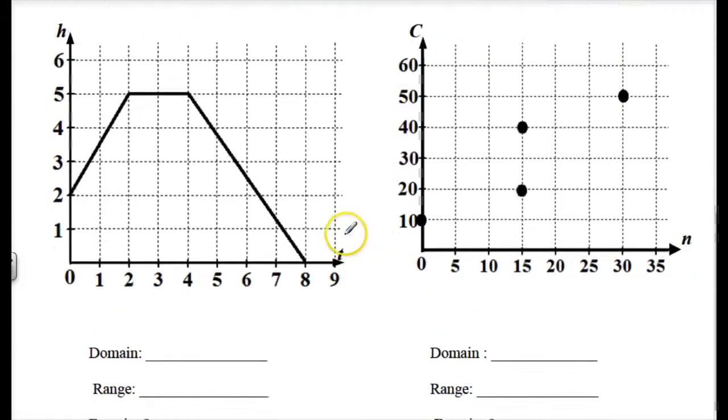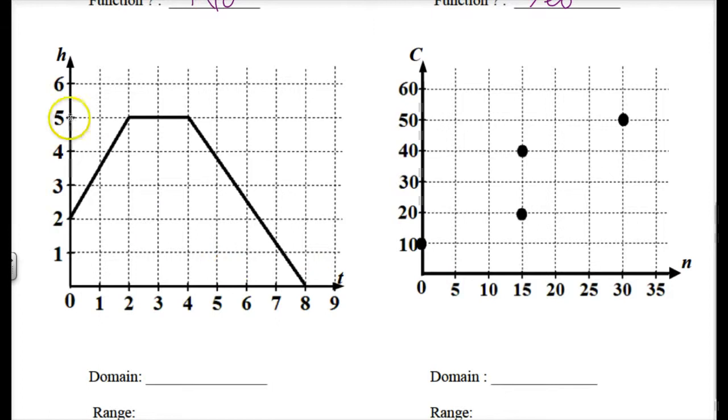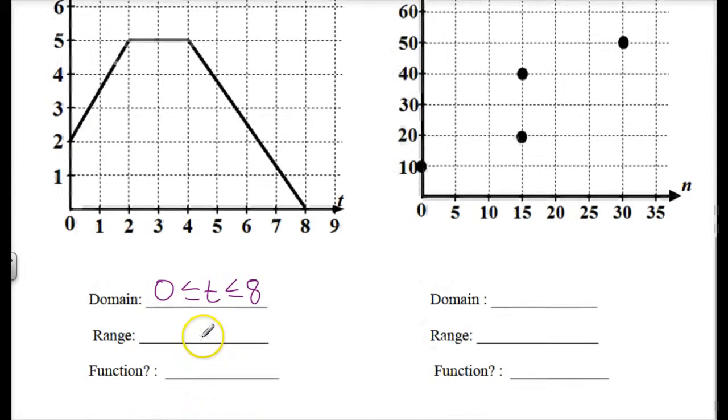Now, these guys have t for domain, h for range. So t goes from 0 to 8: 0 less than or equal to t, less than or equal to 8. Range from 0, remember we start low, so from 0 to 5. And that'll be the h's: 0 less than or equal to h, less than or equal to 5, and it is a function.